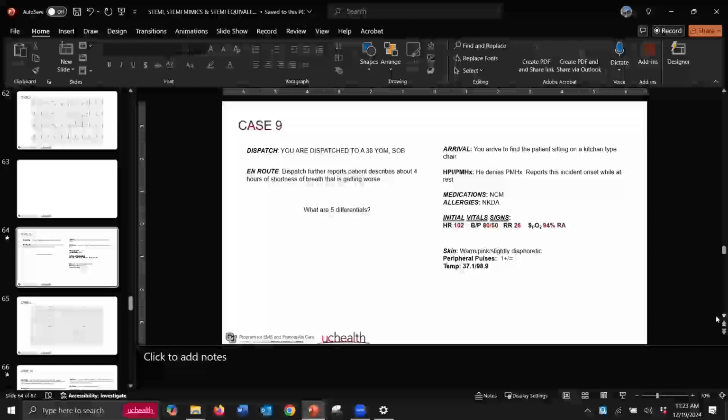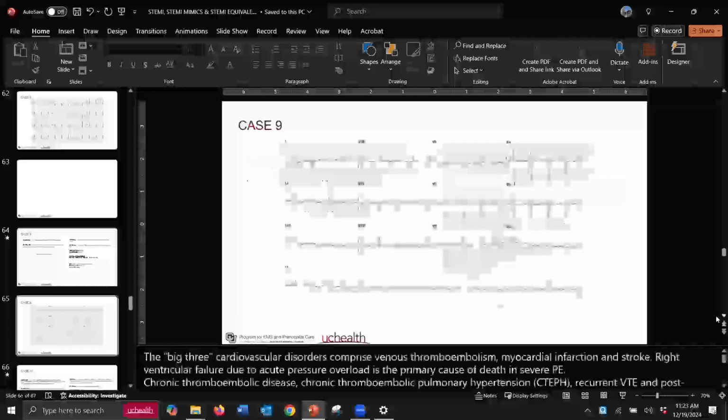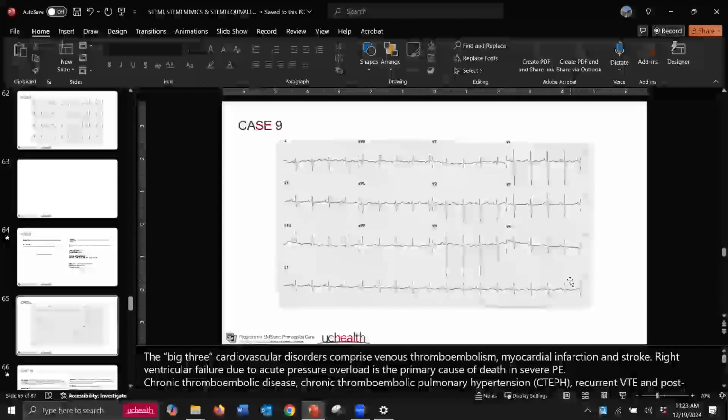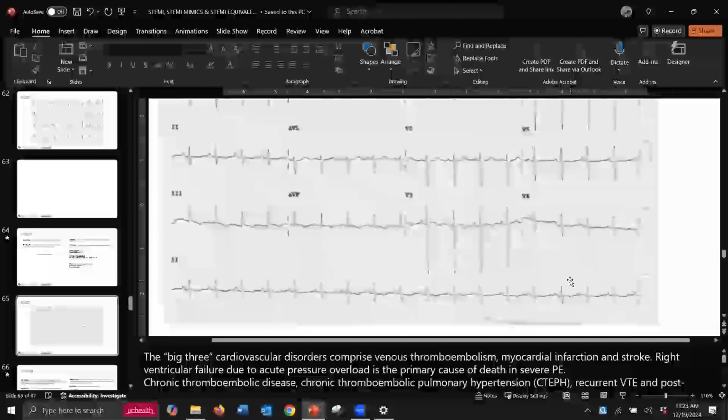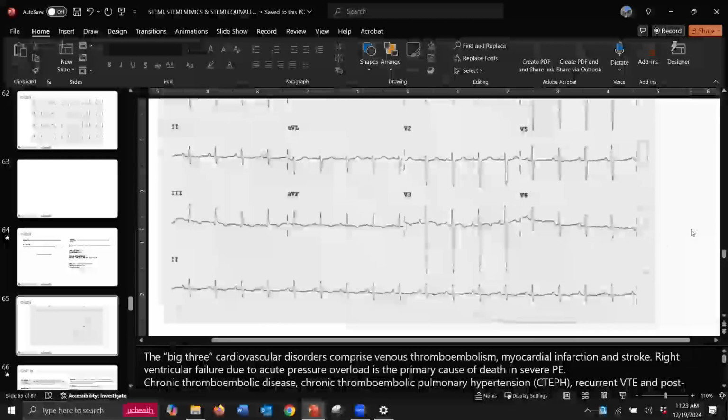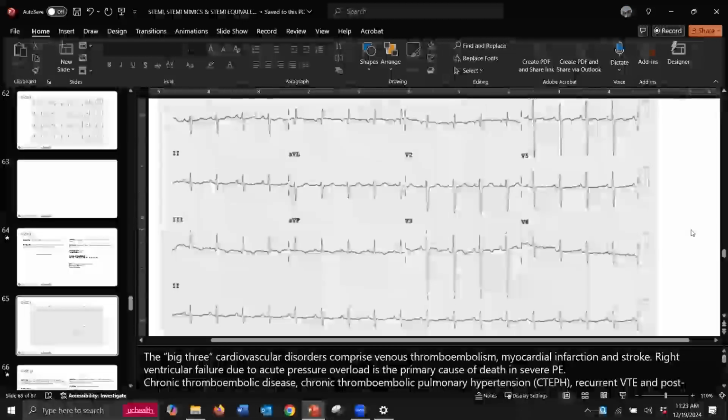Vitals, 12 lead. Vitals, heart rate 102, blood pressure 80/50, respiratory rate of 26, a room air saturation of 94. It ain't staying that way for long. Warm, pink, and slightly diaphoretic, little diminished peripheral pulses, and a normal temp. Does that change your differential? All right, here we go. What do you think about that? Hell, I don't know what I think about that. Let's look at this.